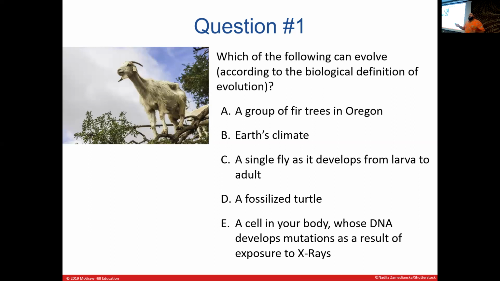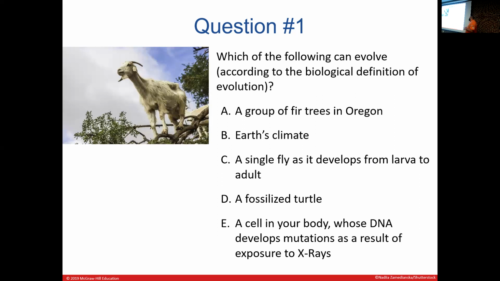Let's talk about D. Why is D not correct? It's dead. Not only is it dead, but it's a single turtle by itself, right? A single animal can't evolve. A population can evolve, but a single animal can't do it by itself.